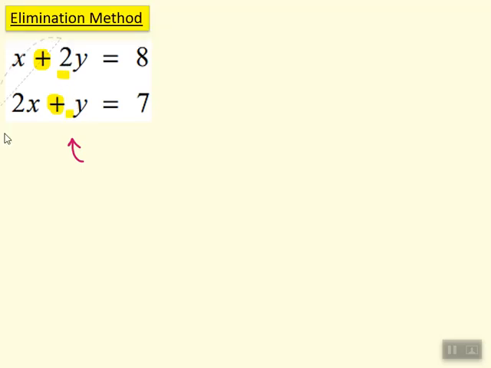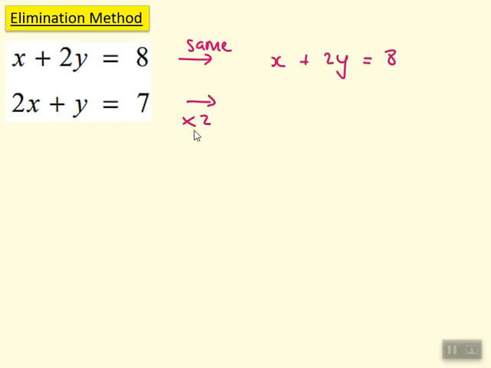So what I'm going to do is on this one, I'm going to keep the top one the same. I'm not going to modify that one, so I'm going to copy that over. But the bottom one, I'm going to times it by 2. Now, when I say times it by 2, I mean I'm going to times everything you see here by 2. So that's going to give me a 4x. That's going to give me a positive 2y. And then I'm going to times this by 2 as well, so everything by 2. So that's going to turn into 14.